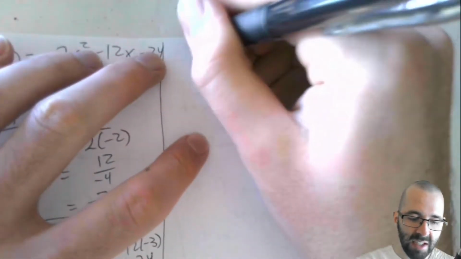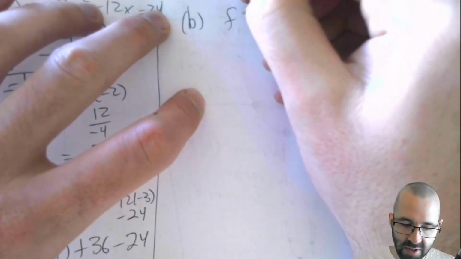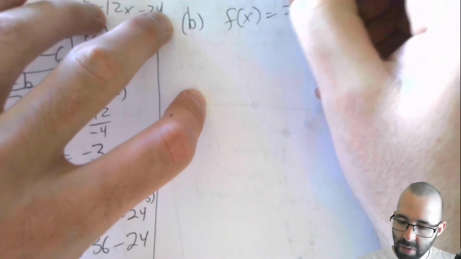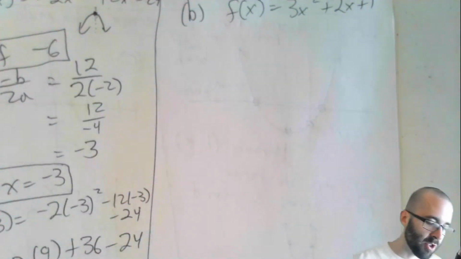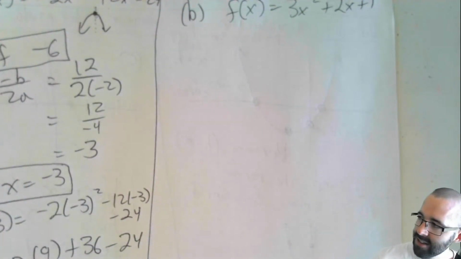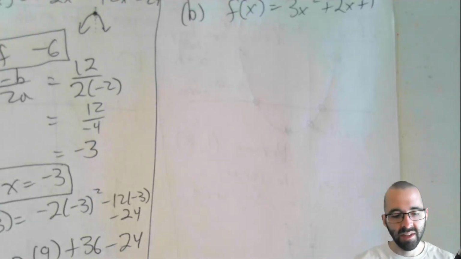All right. Let's look at part B. Part B says find the domain and range of this function. f of x is equal to 3x squared plus 2x plus 1. So you should get a little sad because this one's in general form instead of standard form.